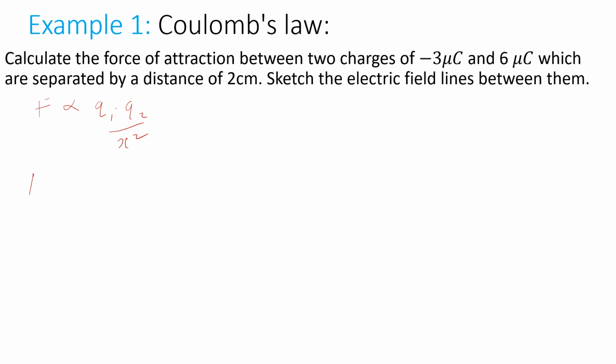So for this case, we come up with the formula F between the two charges equals K Q1 Q2 over the distance between them squared. K is a constant. You remember it. It is 9 times 10 to the power 9. And these charges might be negative or positive as given in the question, but we are going to take the magnitude of the charges in the calculation.